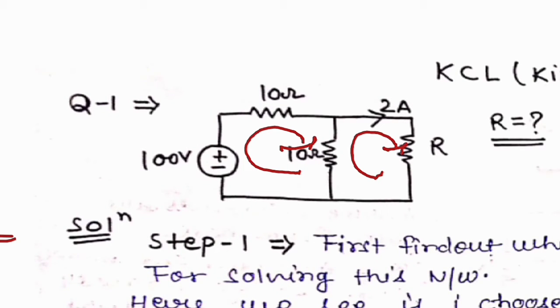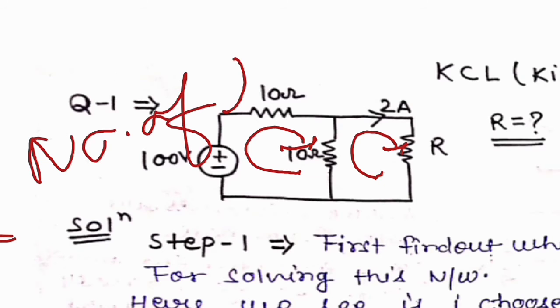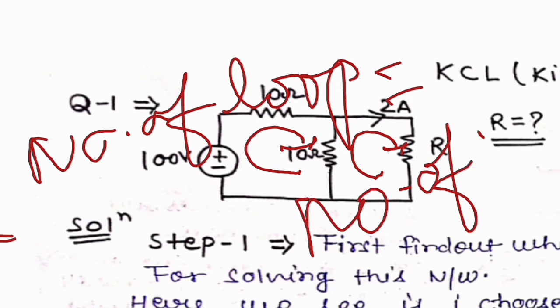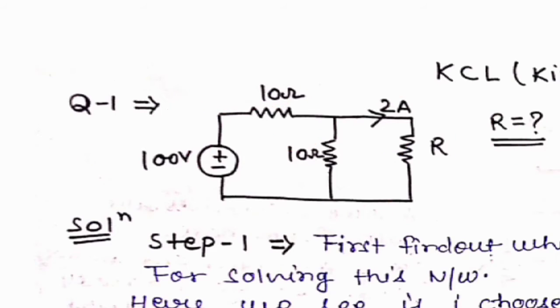Through these two loops, the number of loops is equal to the number of equations, as you know already. Whatever the number of loops you have, the number of equations should be equal. So here there are two loops, that means we have two equations if we use KVL.